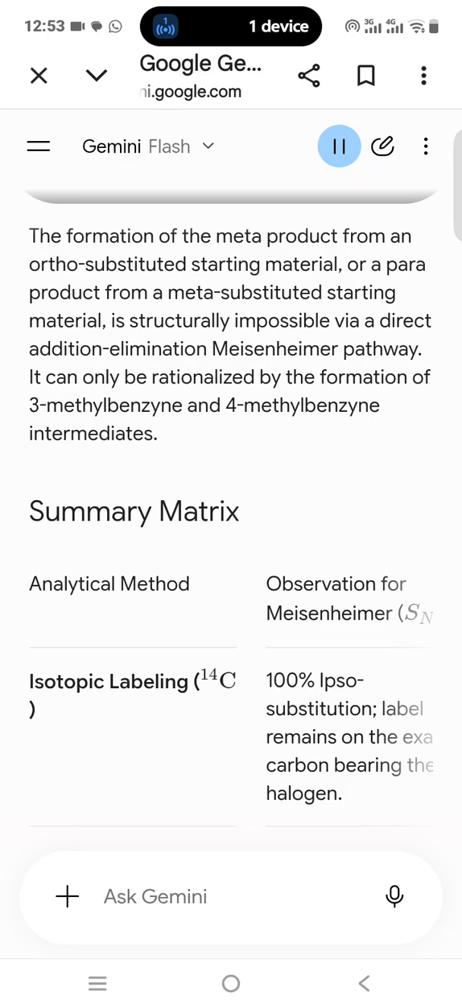Regiochemical outcome. Meisenheimer: rigidly a single product, structural geometry matches the original halogen placement. Benzyne: multi-product arrays, rearrangements, dictated by the placement of the transient triple bond.